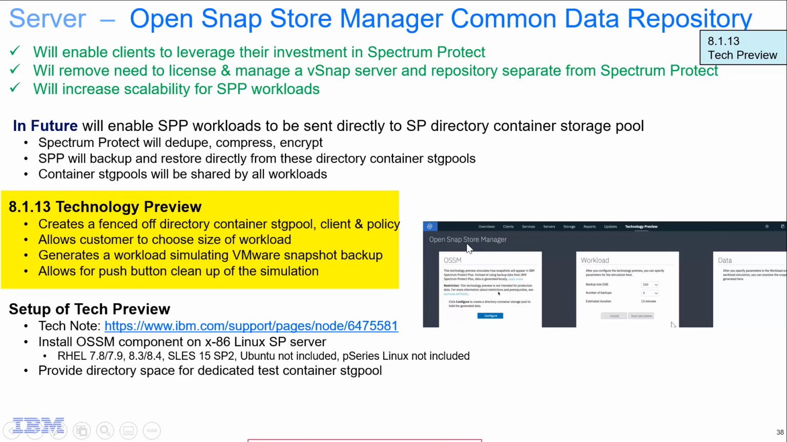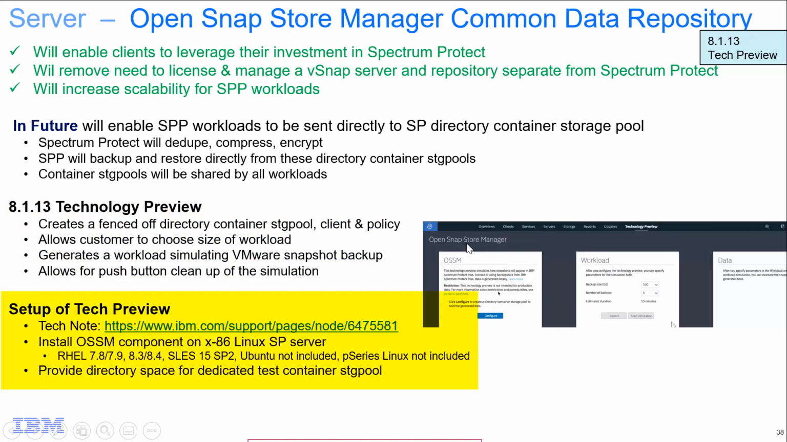You will then be able to choose a workload size and generate that workload, which will be simulating a VMware snapshot backup. And that data will be generated and sent to Spectrum Protect as 1 GB files. And you'll see the data then being backed up to the Spectrum Protect directory container storage pool.